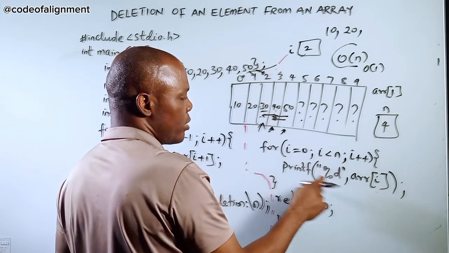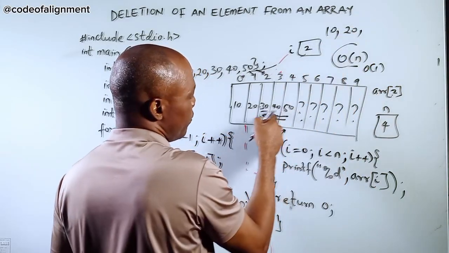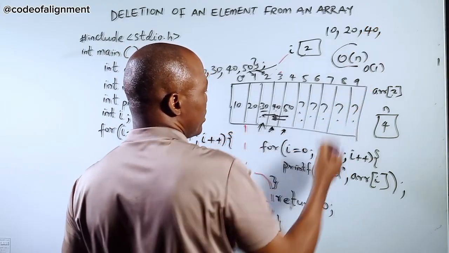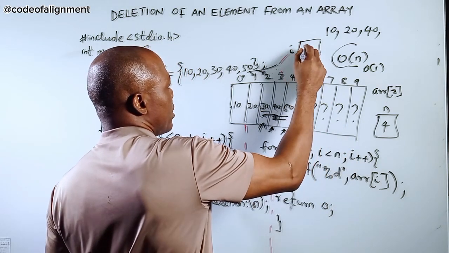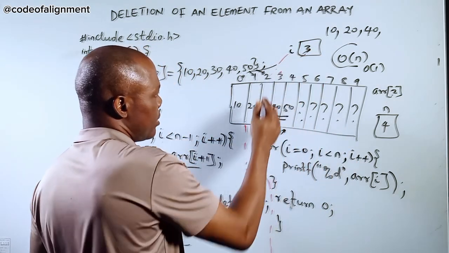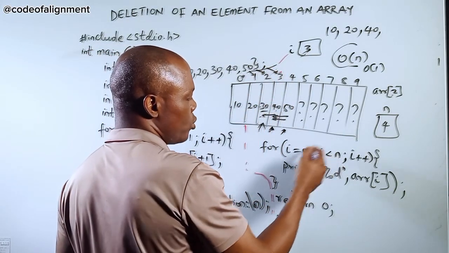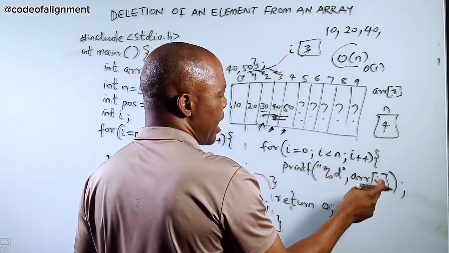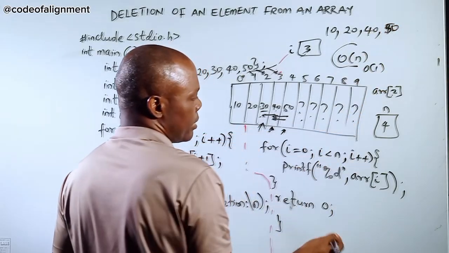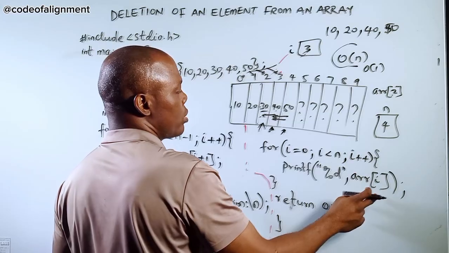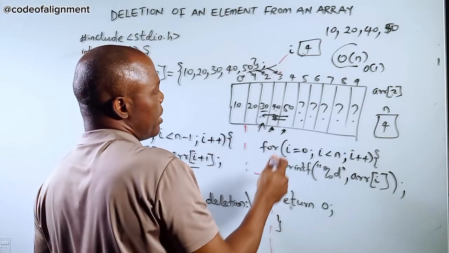Then 2 is less than 4. That is true. It will come in, array 2. So array 2 will print out. Now 40 is what is here. To print out 40. Then it will increment I to 3, right? So meaning it will shift to this guy. Then 3 is less than 4. That is true. It will come in. It will print out array 3. What is inside that address? It will print out 50. Then it will increment I again to what? To 4.